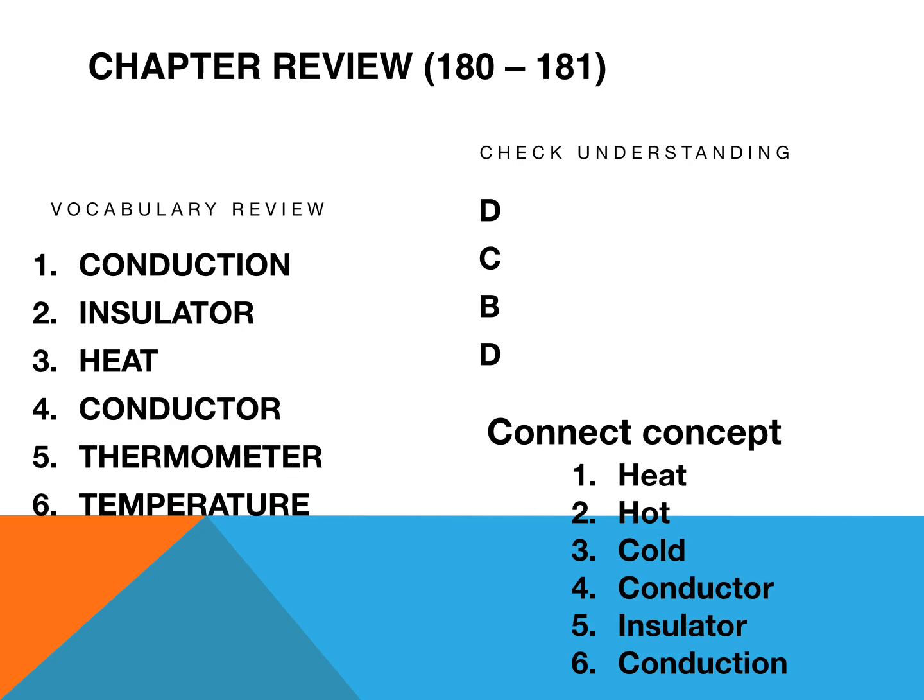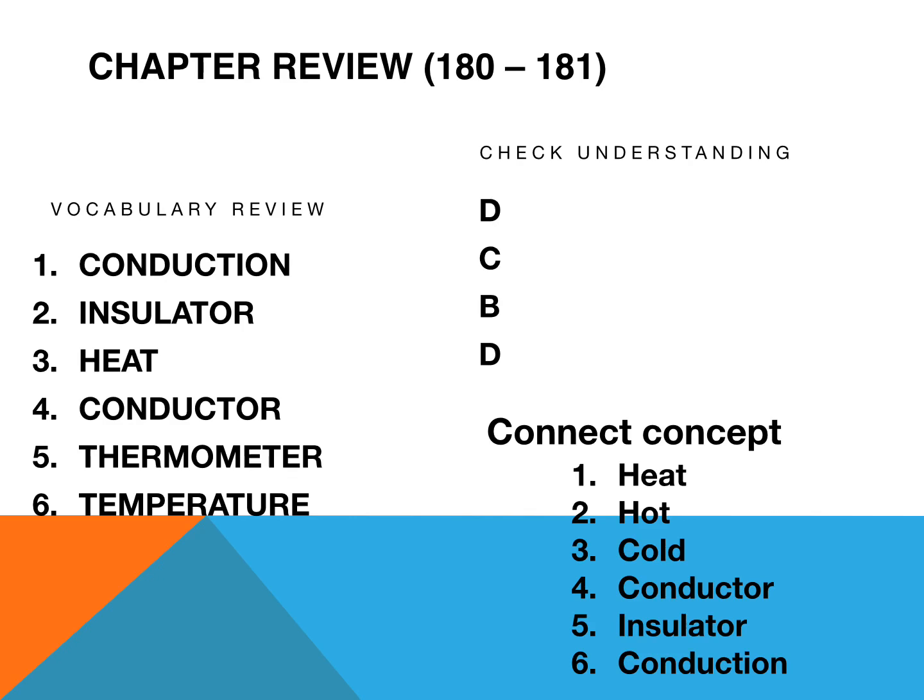What about the second one? Heat always moves from hot to cold. The fourth one, iron is a good conductor of heat. The fifth one, heat can move between two touching objects by conduction, the process of conduction. What about this? The last one, plastic is an insulator of heat. So these were the answers of the chapter review.